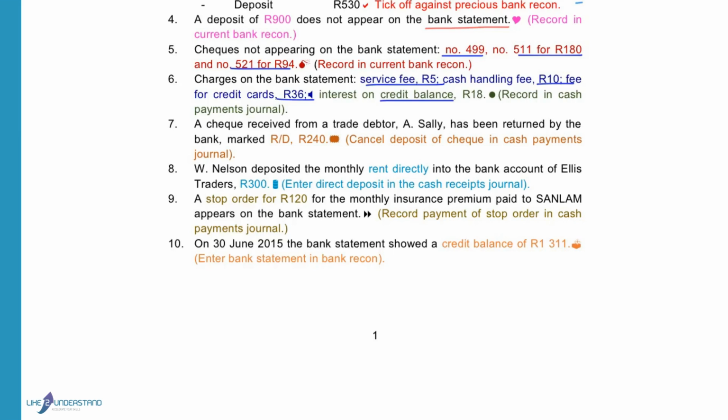This appears on the bank statement as interest on the credit balance. Now remember, we put things on the debit side that they put on the credit side. So I have to show this 18 Rand as an income to the business that will increase the amount of money in the bank, because in their books it's on the credit side, in our books it must be in the bank account on the debit side.